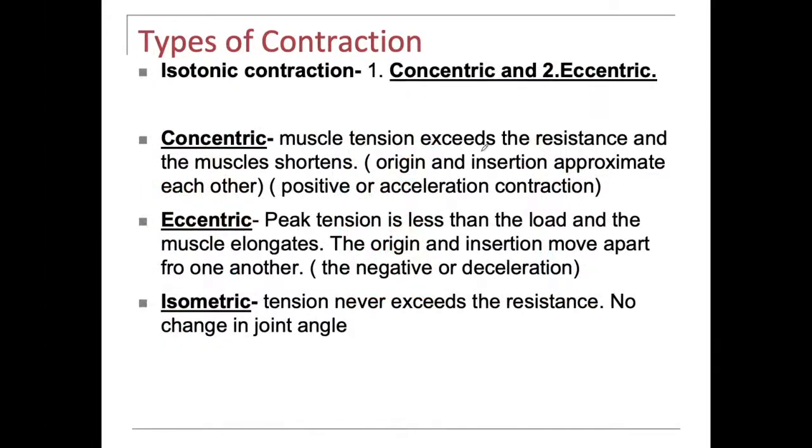So concentric is when muscle tension exceeds the resistance and the muscle shortens, meaning the origin and the insertion approximate each other. We call that the positive contraction or the acceleration, whereas eccentric is that peak tension is less than the load and the muscle elongates. Here the O and the I, the origin and the insertion, move further apart from one another, and that's called the negative contraction or the deceleration.